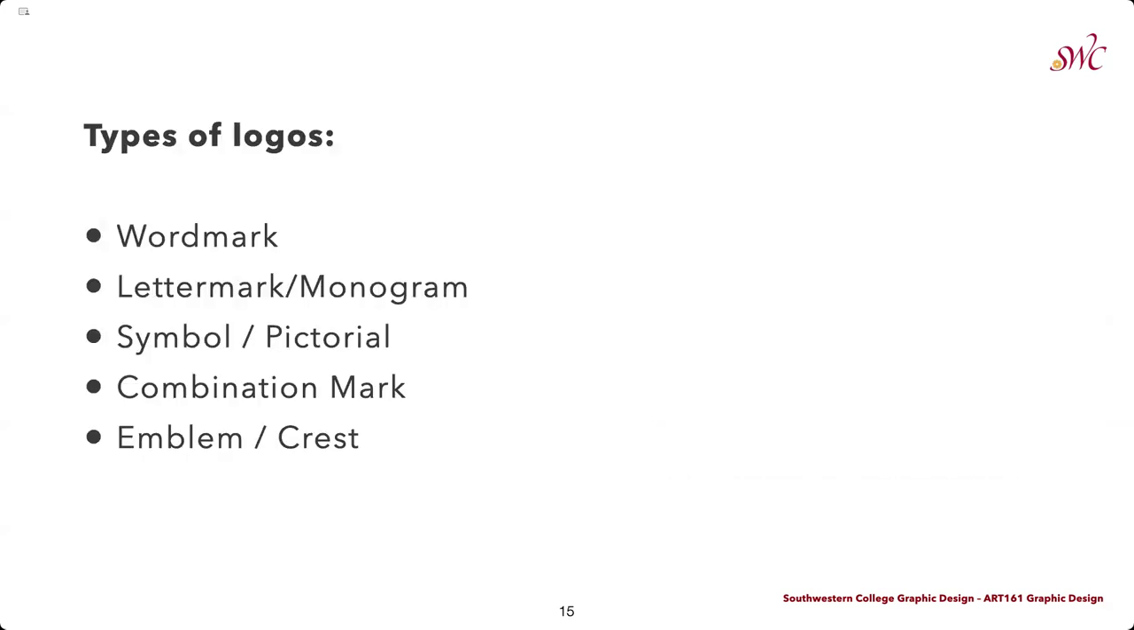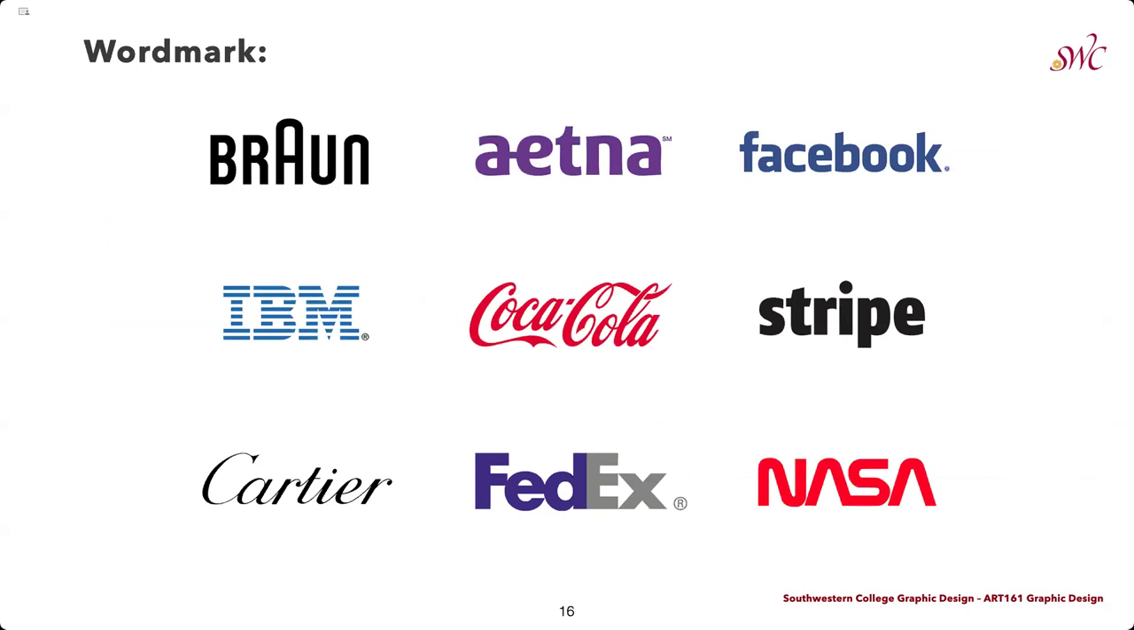So let's explore some of these types of logos. There are multiple styles of logos or types of logos that we see in the world. The first one would be the word mark. The second is the letter mark or monogram. We have symbols or pictorial logos, combination marks, and then emblems and crests, just to name a few.